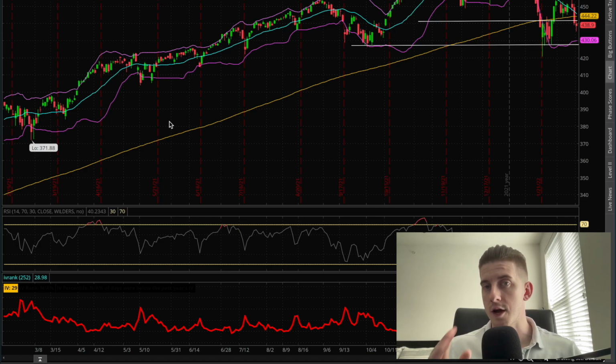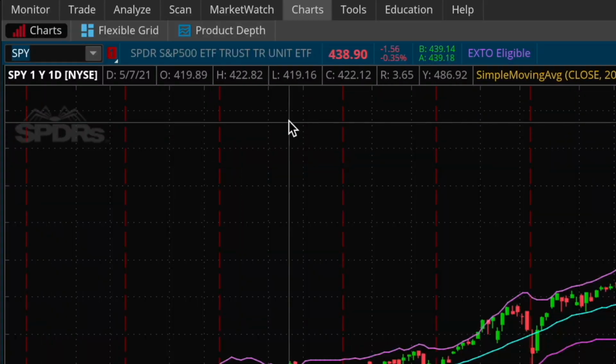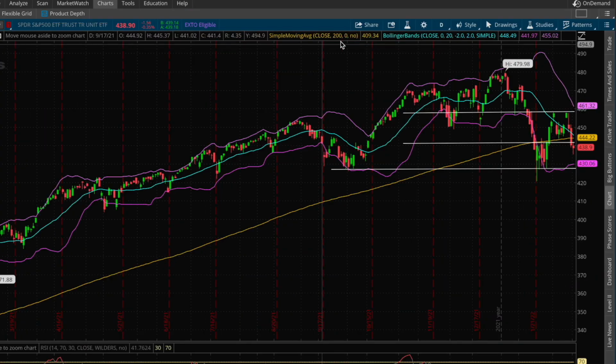And so I was very carefully watching the charts here because we are also at a very pivotal price point with the market. What I'm showing you here in this chart is SPY, an ETF that tracks the S&P 500. Let's go ahead and zoom in a bit.